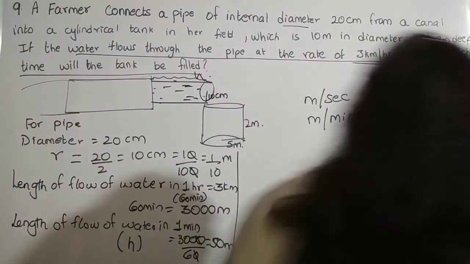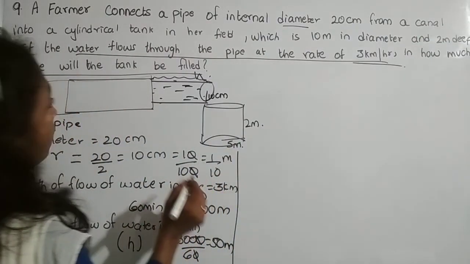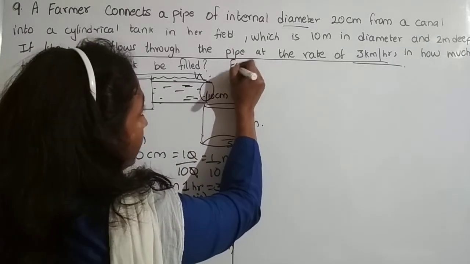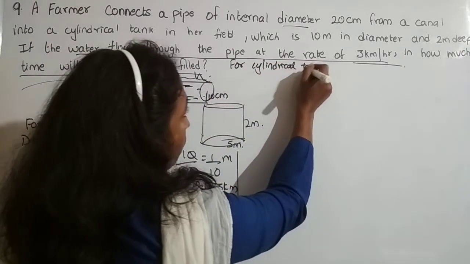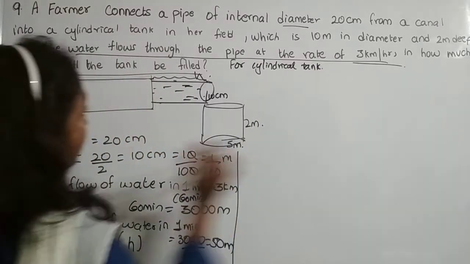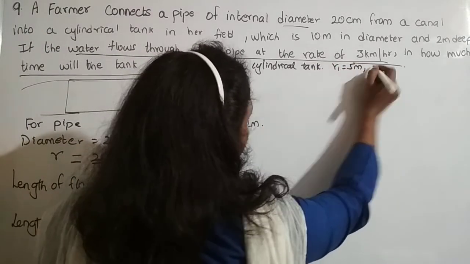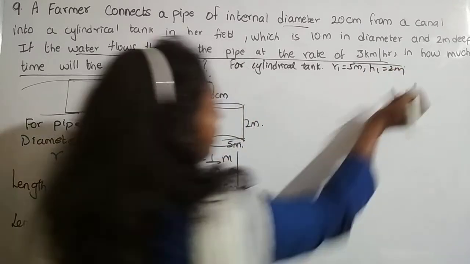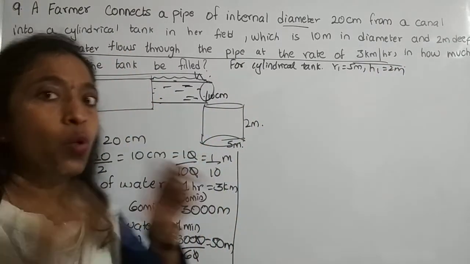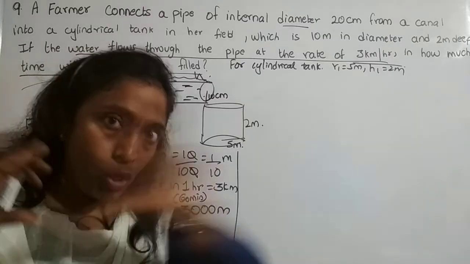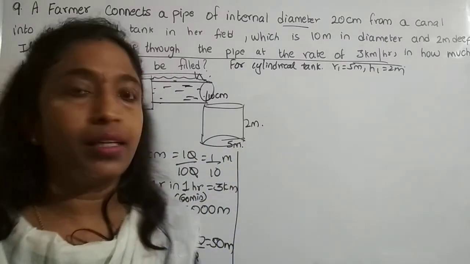Now we know for the cylindrical tank, we already have written here, so we'll just write the measurements. Once we write whatever is given, conversion, everything is complete, so it's easy, right? So here I'll take R1 as 5 meter and H1 as 2 meter. The radius and the height are given. Both are cylinders. One is in the shape of a long pipe, where we have found the height, and the other is in the form of a cylindrical tank, right?